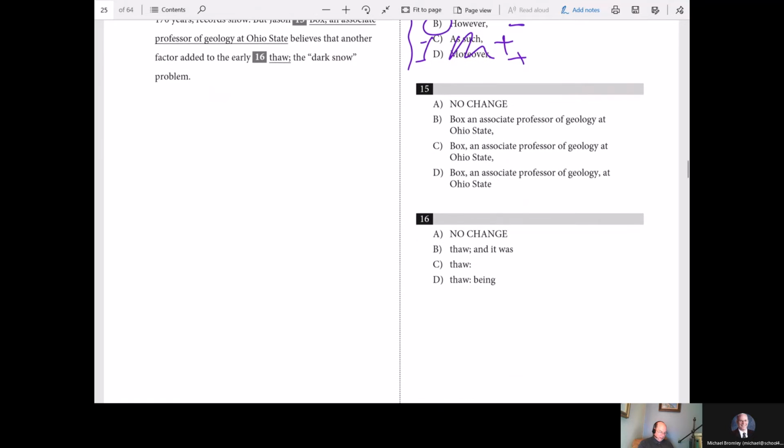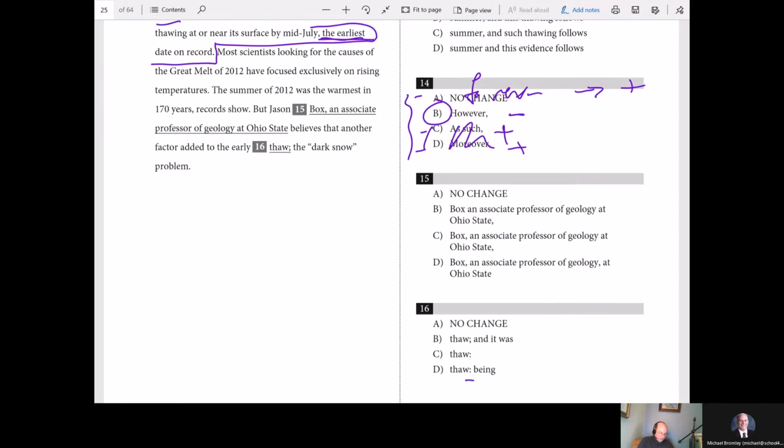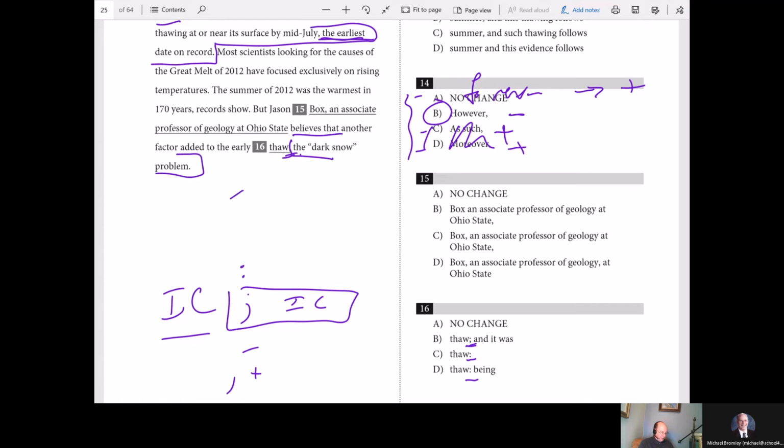Okay, number 16. So here we have a pretty easy rule. I've got a colon, a semicolon, and another semicolon here. Remember the rule of semicolons: colon, semicolon, dash, they all have to have an independent clause before them, and a comma and a conjunction. A semicolon, however, must have an independent clause after it. So I look at the semicolons here and here, and this is not an independent clause. It does not have a subject and a verb.